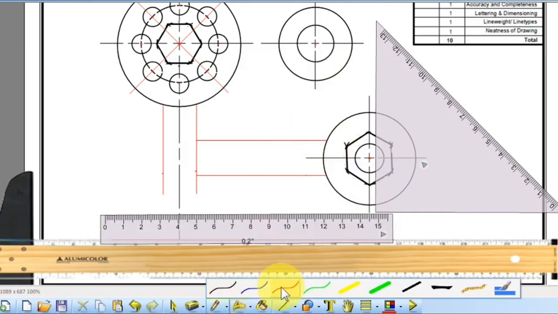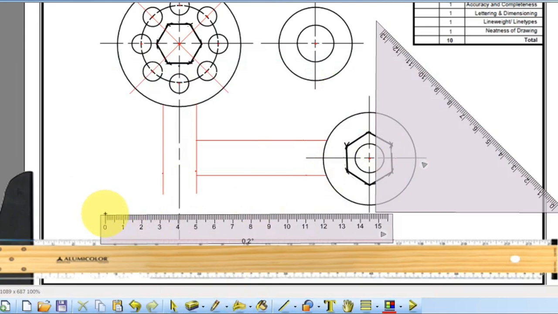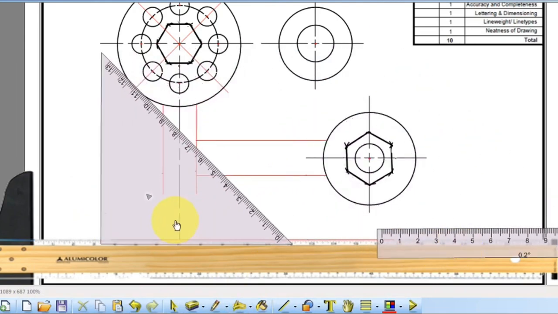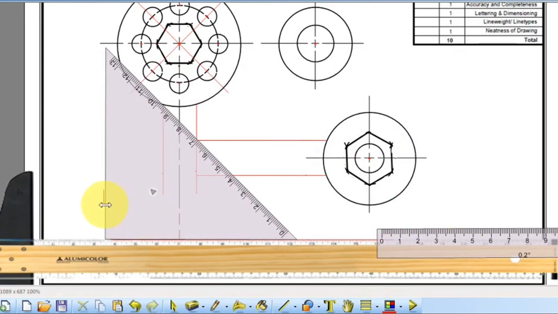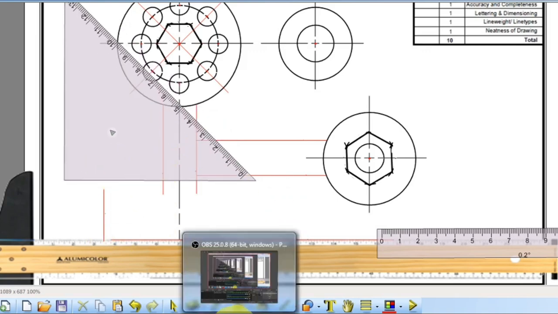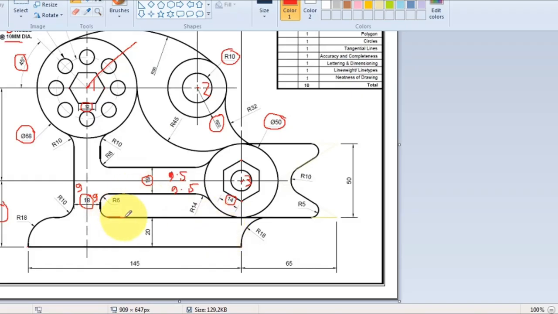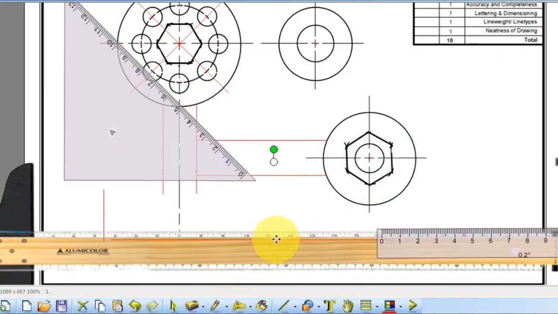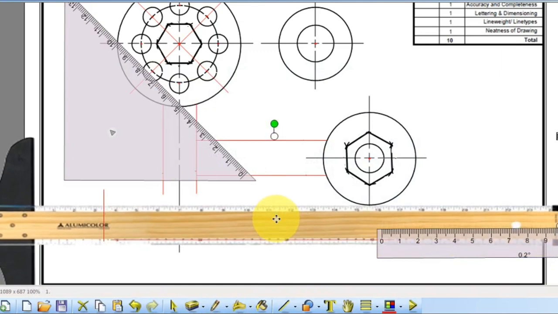So we are going to draw a point here at 145. So now we have here, and we will extend this line later on. And now we have this line, which is touching this circle here. So we're going to draw this one here, touching it like that.